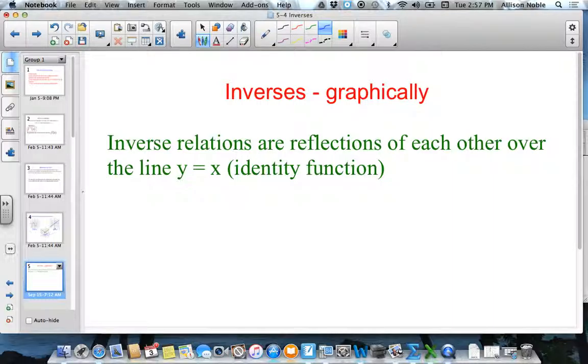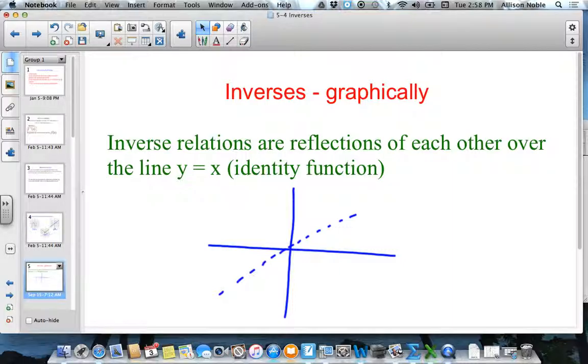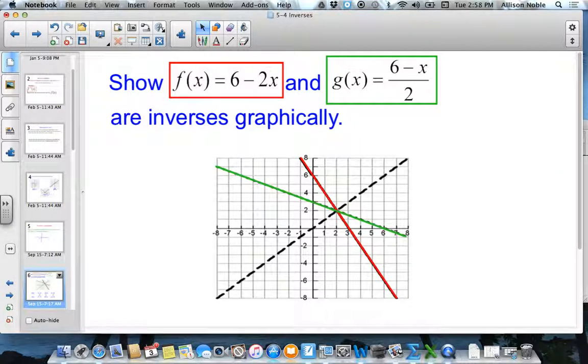Inverses graphically are reflections of each other over the line y equals x, which is called the identity function. So over the line y equals x, if it's a mirrored image on either side of that line, then it would be considered an inverse. This graph is just an example of f of x and its inverse g of x, and they are graphically inverses because they reflect over the line y equals x.